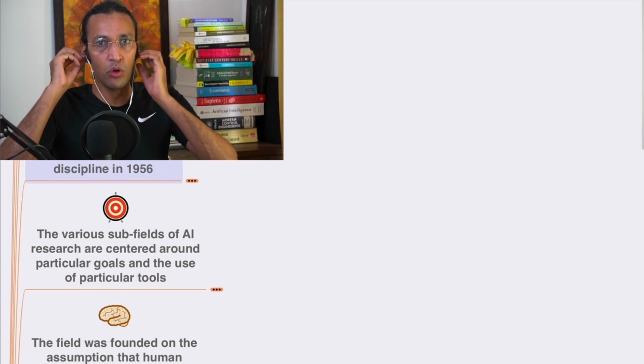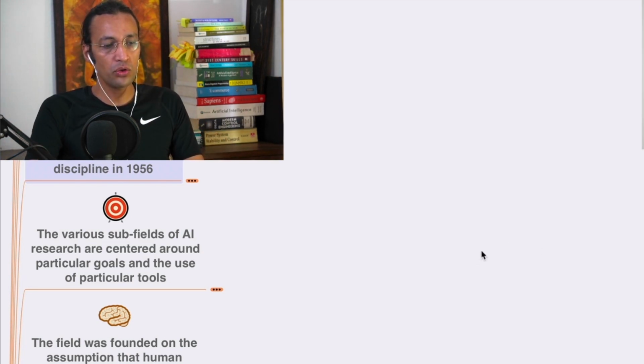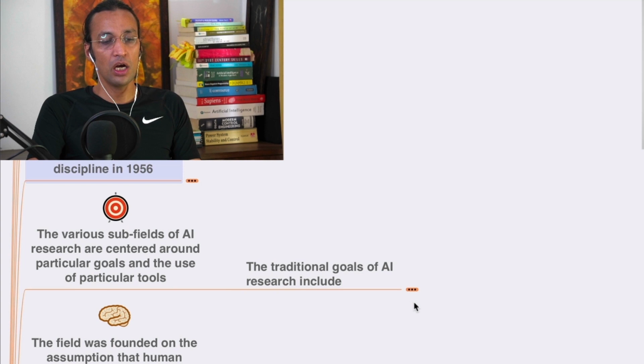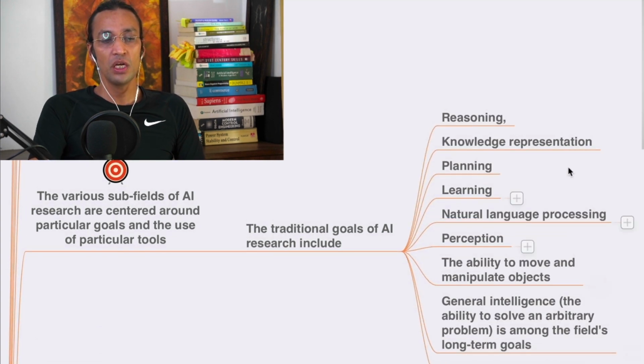Welcome to an introduction to artificial intelligence. We'll go through the various subfields of AI research, centered around particular goals and the use of particular tools. So let's go into the traditional goals of AI research, which include reasoning.